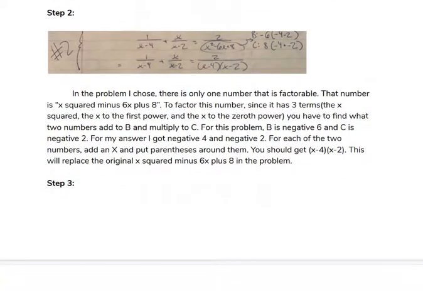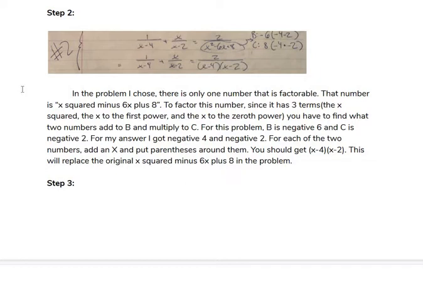Step 2. In the problem I chose, there is only one number that is factorable. That number is x squared minus 6x plus 8. To factor this number, since it has three terms, you have to find what two numbers add to b and multiply to c. For this problem, b is negative 6 and c is positive 8. For my answer, I got negative 4 and negative 2.